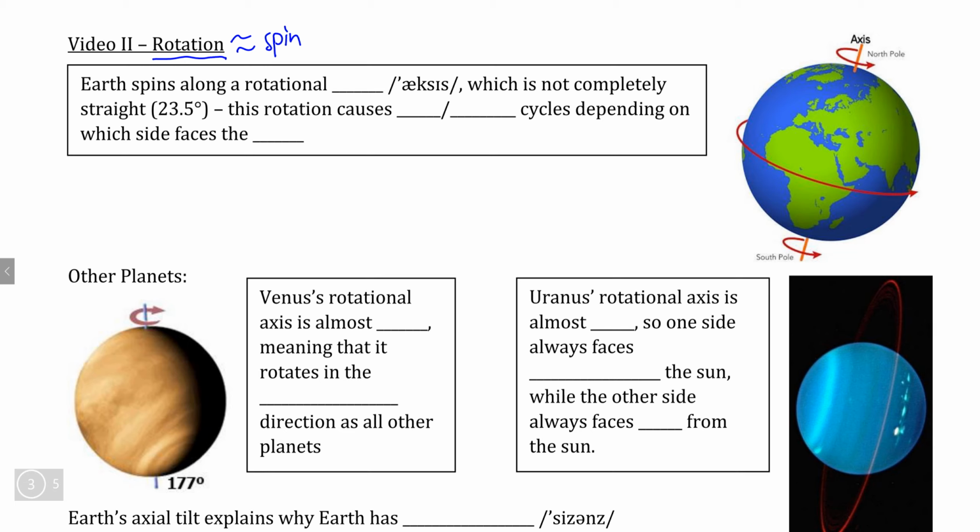So in order to understand how planets spin, we need to talk about something called a rotational axis, which is simply a straight line that you can draw through the center of a planet, and the planet spins around this rotational axis here. Now, we can see that Earth's rotational axis is actually not completely straight. So this is a straight line that is 90 degrees from the horizontal, but we can see that Earth does not spin exactly like that.